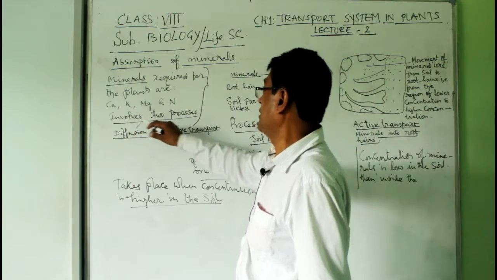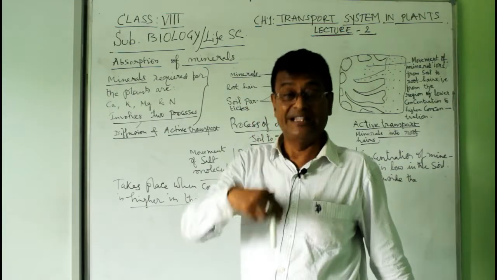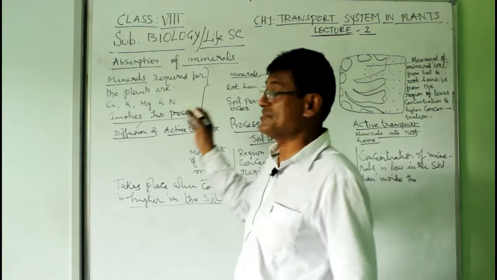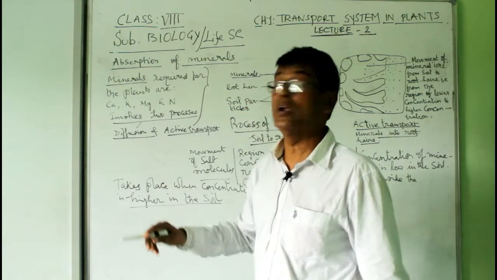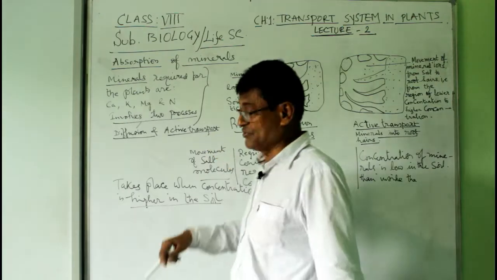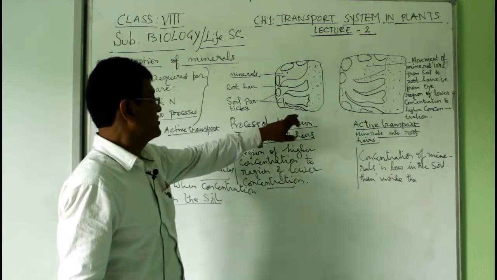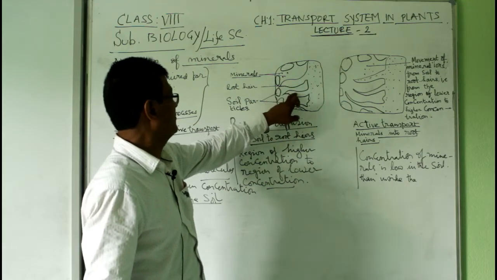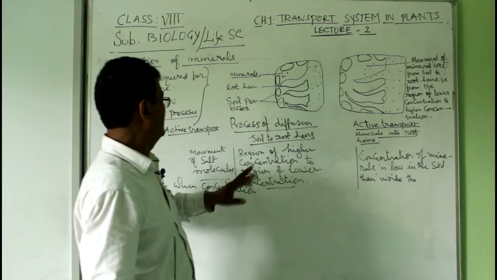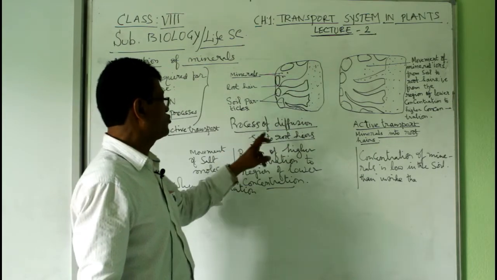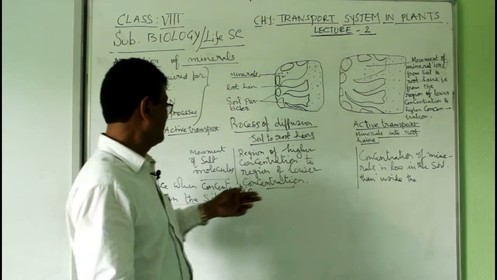Well, it involves two processes. These minerals are absorbed in the plants by the root hairs, but they involve two processes. One is diffusion, the other one is active transfer. Now you see here the two diagrams that have been given. One shows the root hairs, soil particles and minerals. This is the process of diffusion, from the soil to the root hairs.